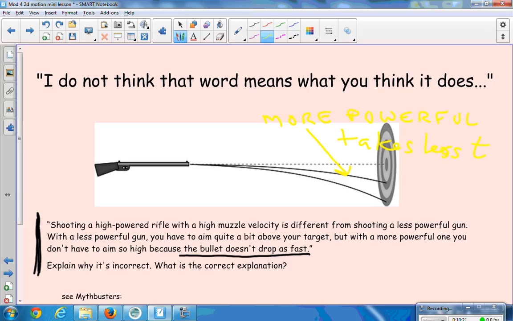Less time. It takes more time, so it has more time to fall. That's the difference. It doesn't drop as fast. It doesn't drop as much, because with a more powerful rifle, it takes less time to reach the target. I hope that makes sense.